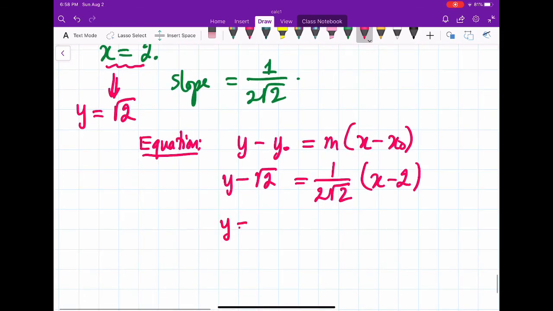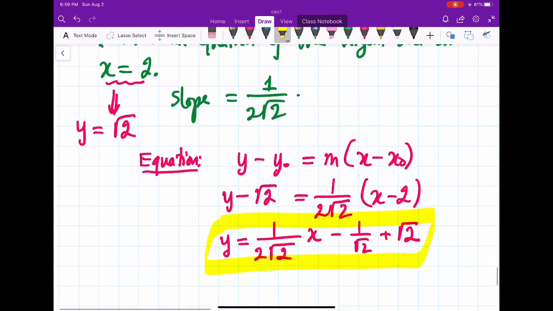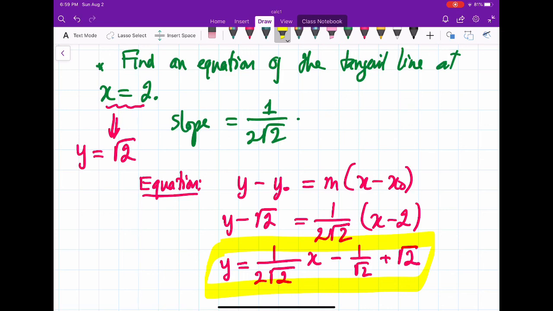You can write y equal to 1 over 2 square root of 2 times x, minus 1 over square root of 2, plus square root of 2. All right, so that's how we can use the derivative to write the equation of the tangent line. Or basically, that's how we can solve the tangent line problem.